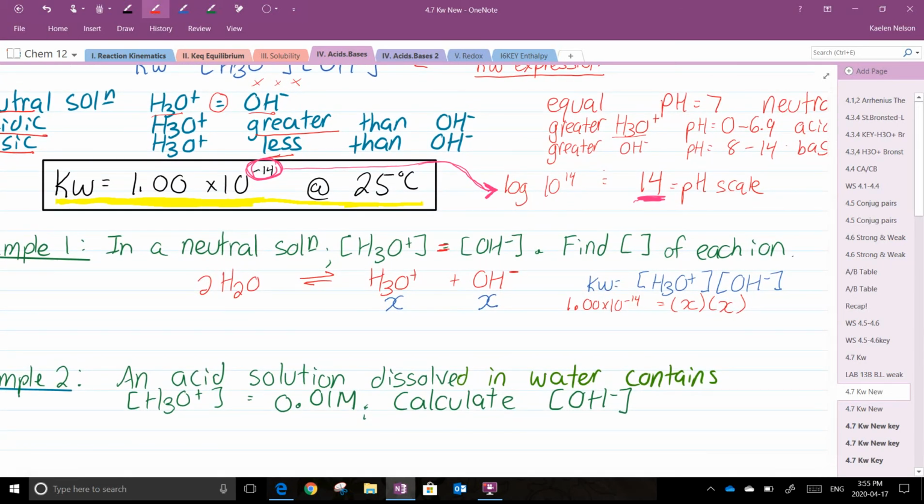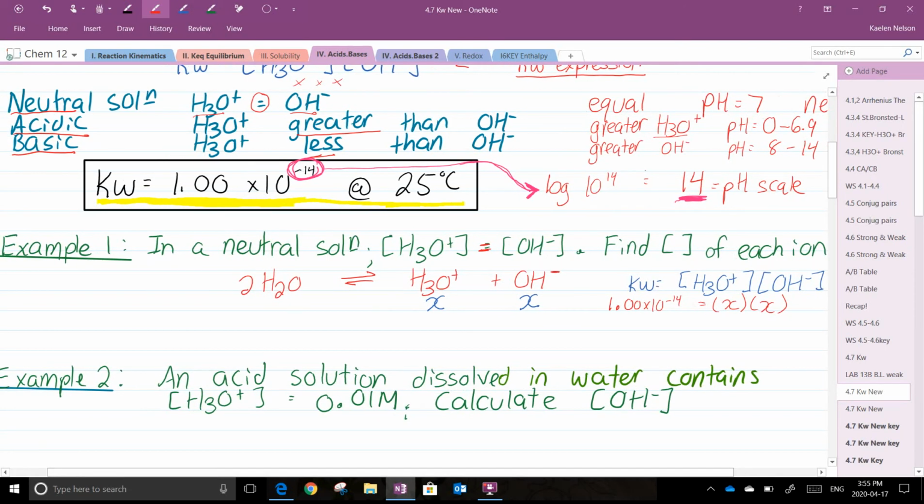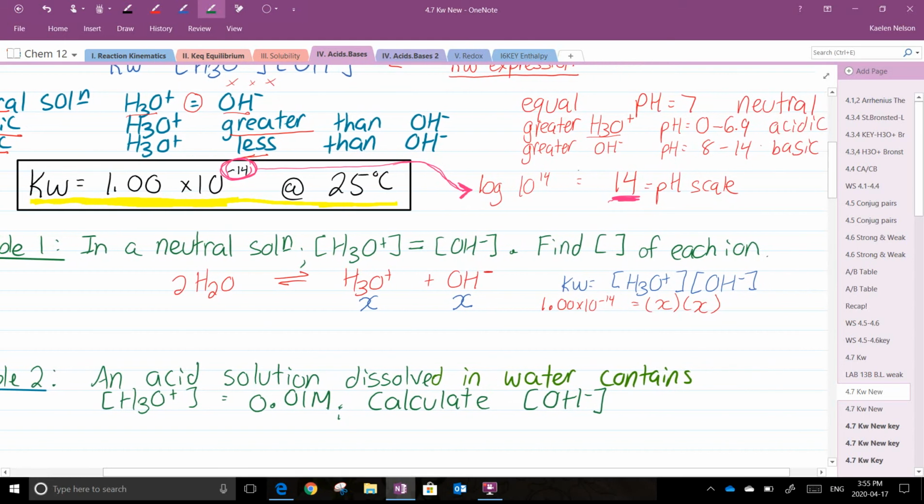Okay, we'll start with some equations for Kw in calculation examples. A neutral solution, H3O plus equals OH minus. They would like you to find the concentration of each ion. Each of H3O and OH minus are 1 to 1, so I'm going to call both of those X. I can take those X's and substitute them into my Kw expression here, and I can solve for X.